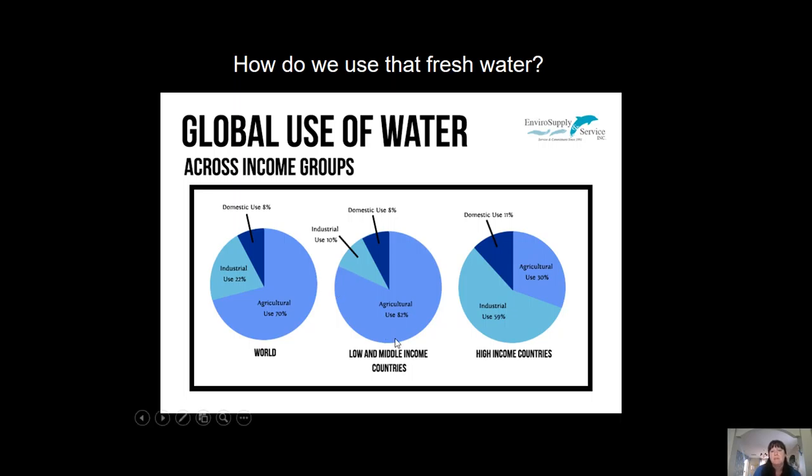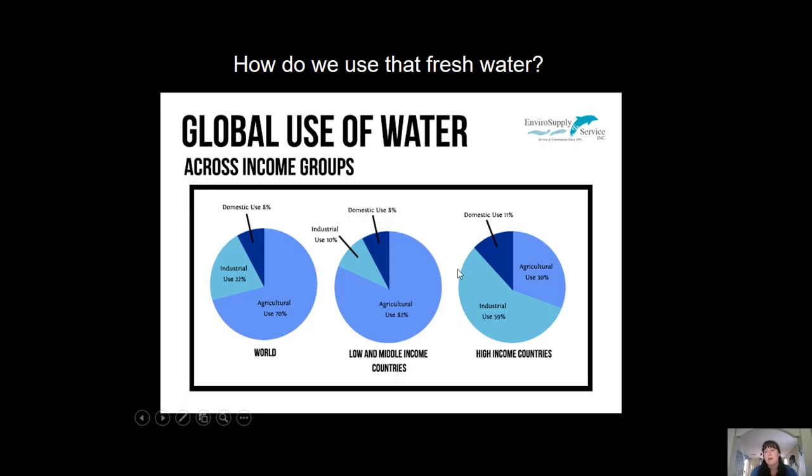And then if you're in a developing country, which are low and middle income countries, a lot of it, again, is used for agriculture, less so for industry, because it's a developing nation, so they don't really have a lot of that industry and electrical power use. And then 8% again for domestic.